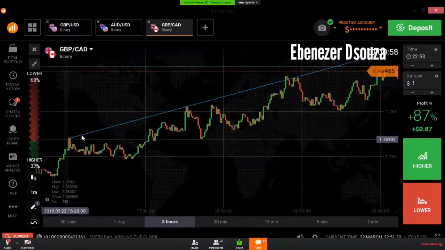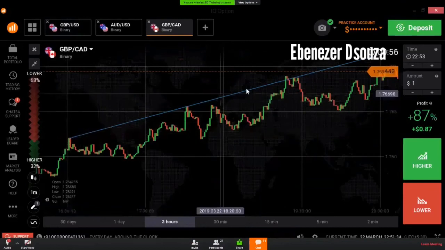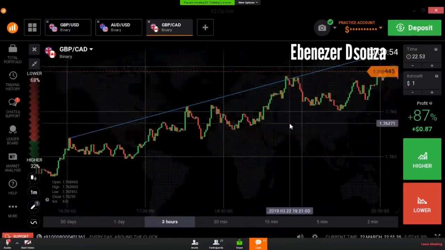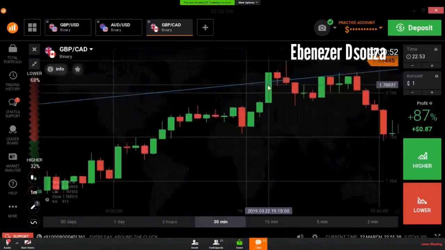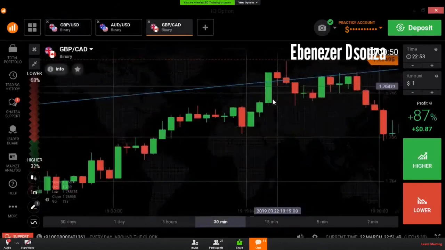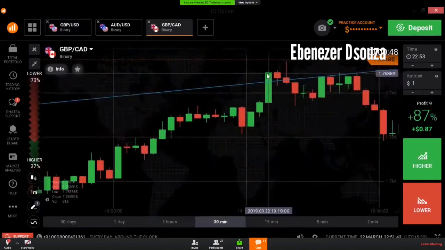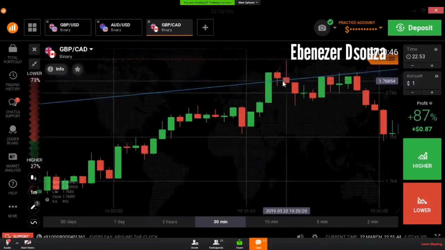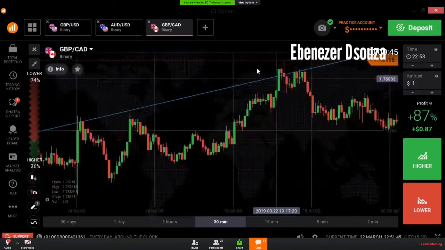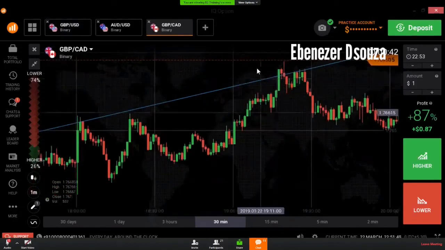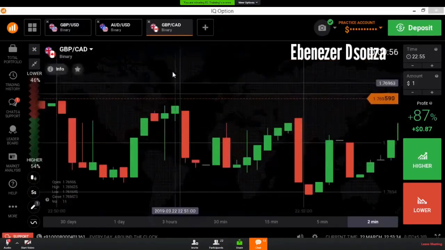If you draw two lines, two levels, you will get the third level. If the candle closed below the level, you can place your trade on the next candle. Or if the candle breaks the level, you can place your trade on the next candle with confirmation. Okay, got it, Gyan Naidu? Yes, sir.